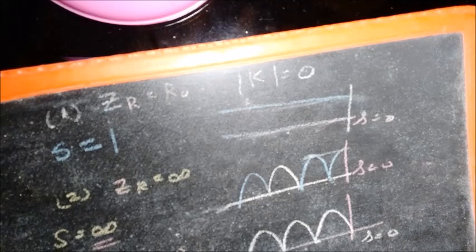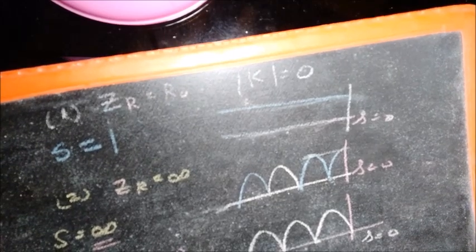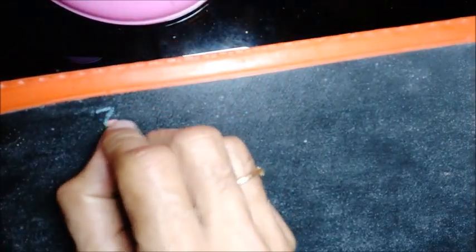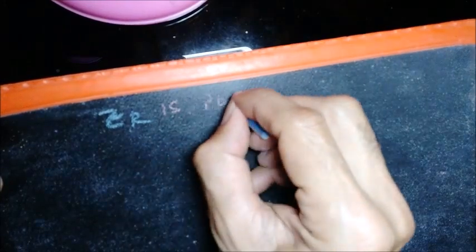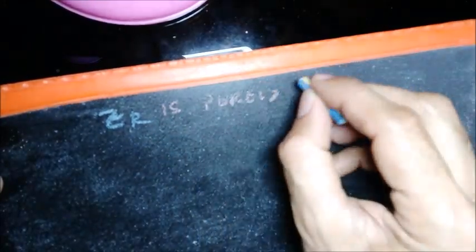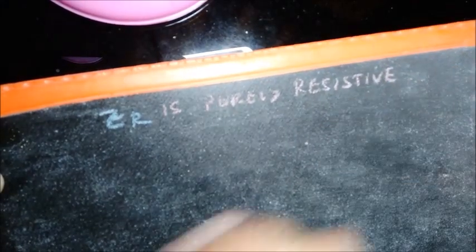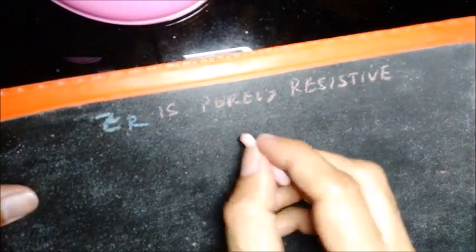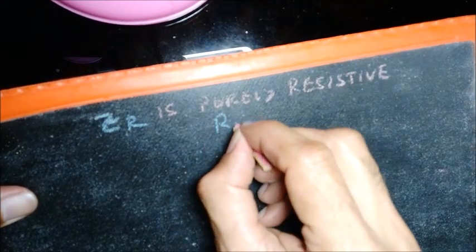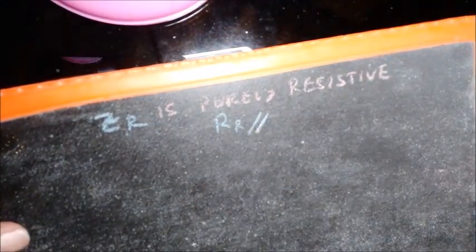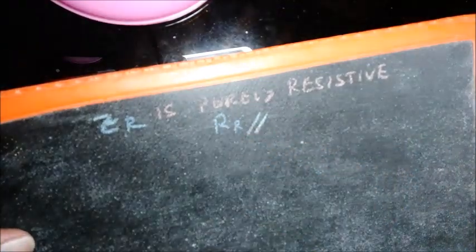Now, there is one more case of interest. Let us say ZR is purely resistive. That means ZR is just RR. It is a resistive load. There is no inductive or capacitive part for the load.